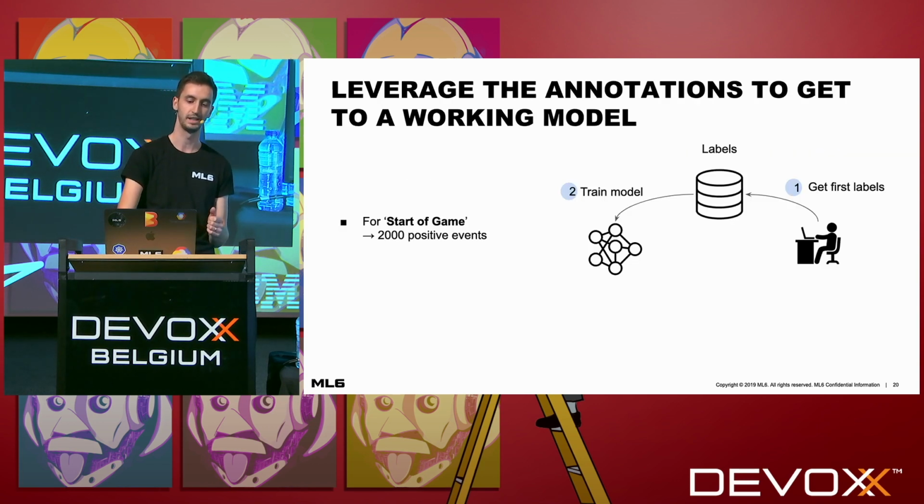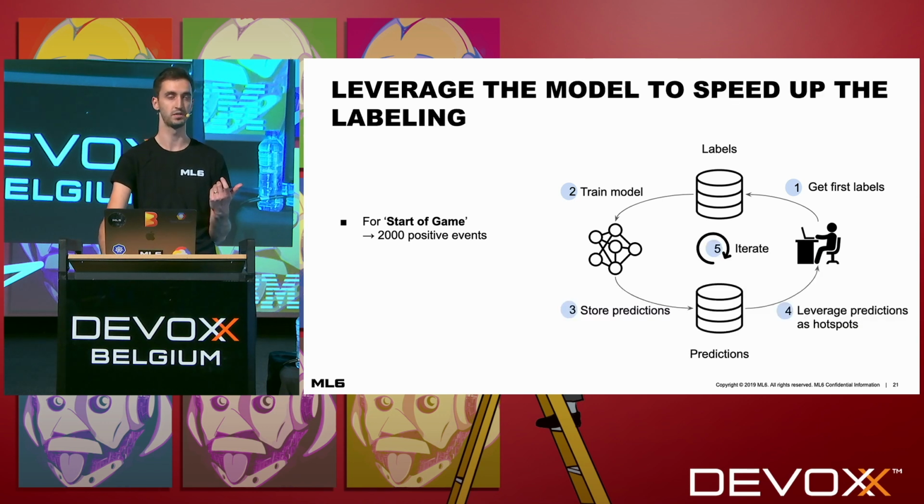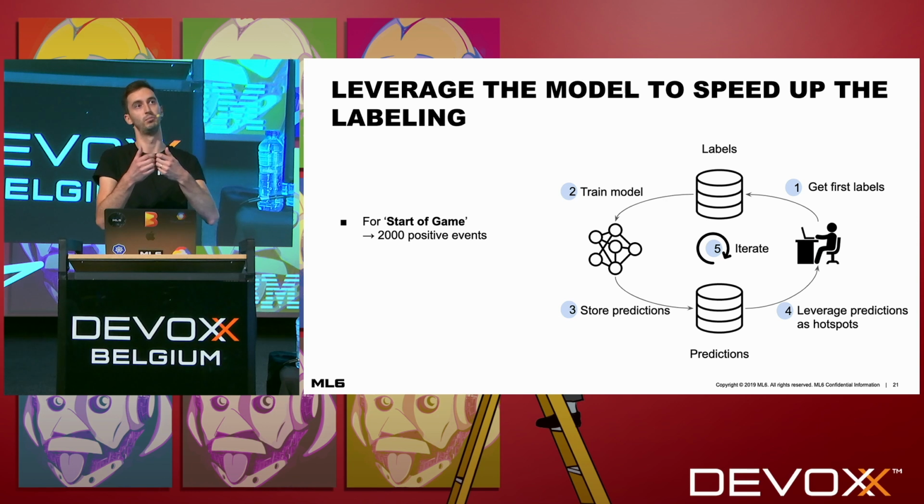The next thing was start of game. What we did here is, if you have a very small amount of labels, you can train a first model based on those labels, and then make predictions with that model, and this will give you hotspots for new events. The model will give you true positives, real starts of games that it predicted right, but also a lot of wrong examples, but at least you don't need to go through a lot of data to get to those events. You get hotspots by leveraging your model, and by this feedback loop you can label faster. That's the trick, and this is how we got up to 2,000 positive events.